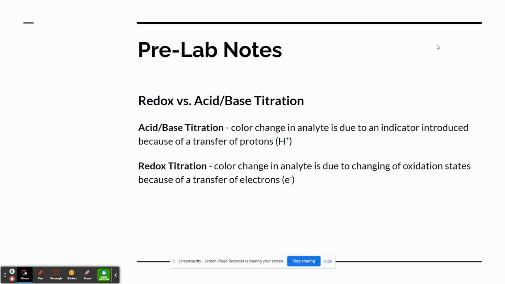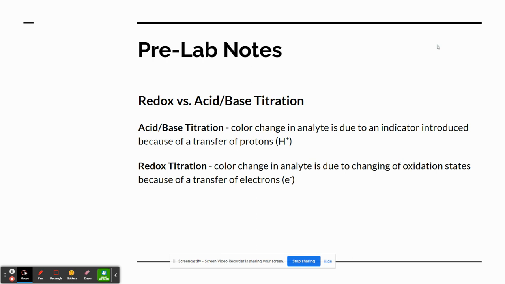Now, the reason why you have to introduce an indicator is because when we have acid-base titrations, we're transferring protons, which is H positives. All that means, the H plus means a hydrogen has lost an electron, so now it's just a proton remaining. And so when we're working with acid-base stuff, we're transferring stuff, but the things we're transferring are protons.